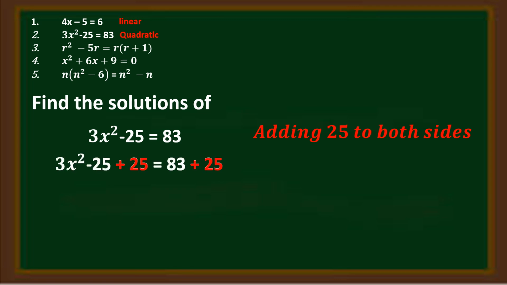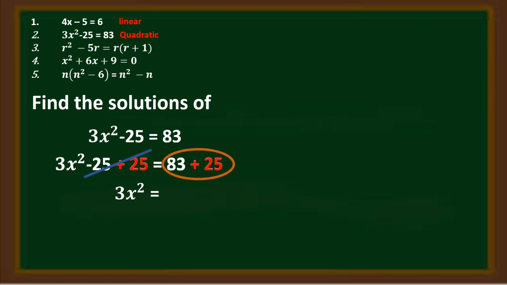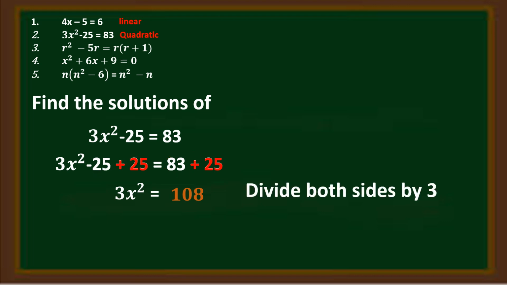giving us 3x squared minus 25 plus 25 equals 83 plus 25. Now to simplify, we have to add negative 25 and 25. The sum is equal to 0. So, on the left side, we have 3x squared. On the right side, we have to simplify 83 plus 25. The sum is 108. Now, to simplify the resulting equation, we have to divide both sides of the equation by 3.